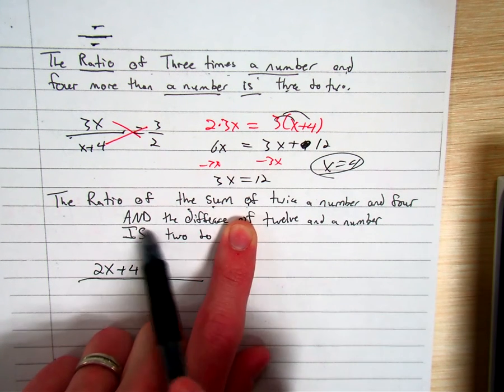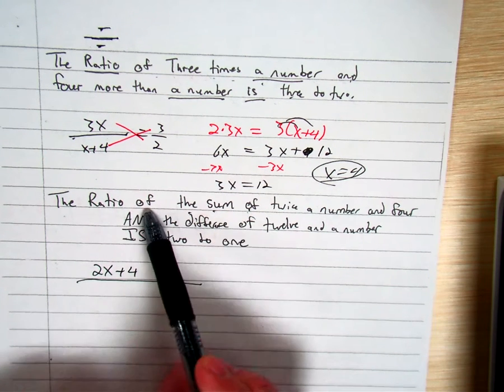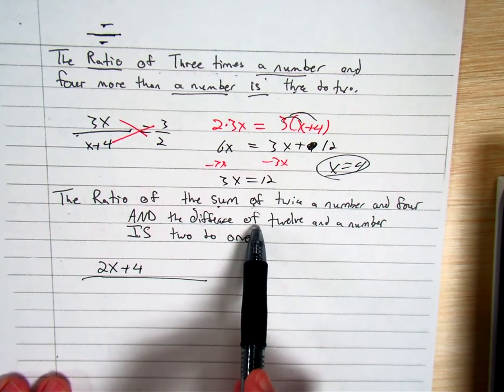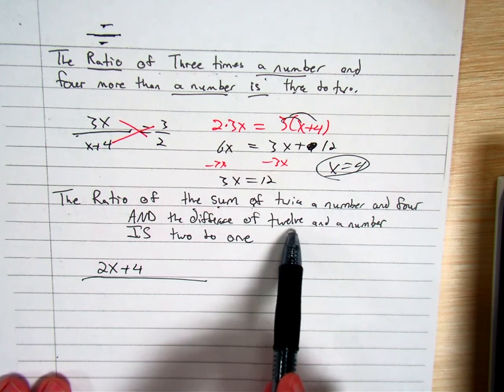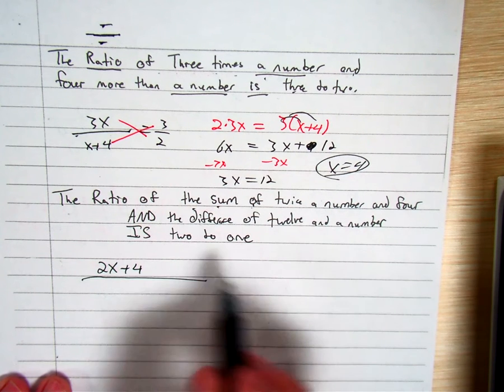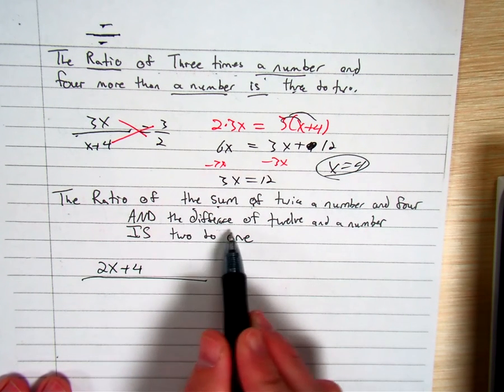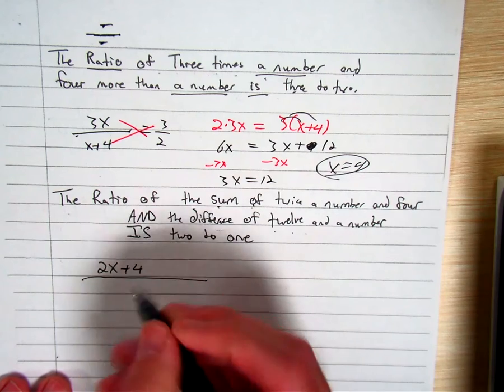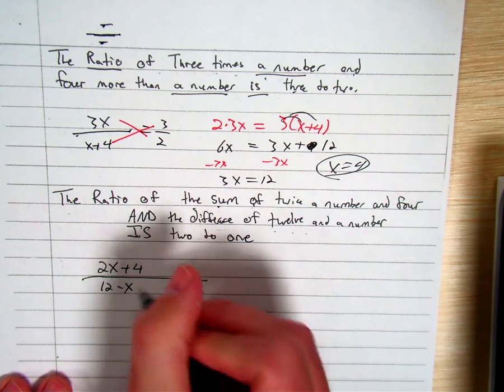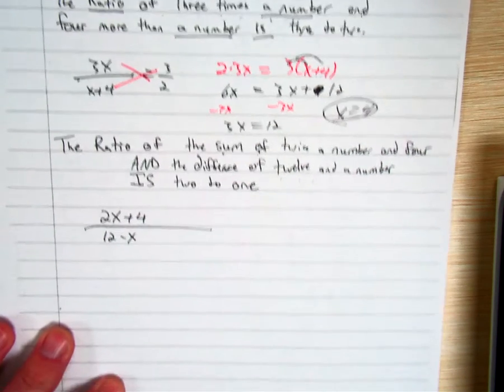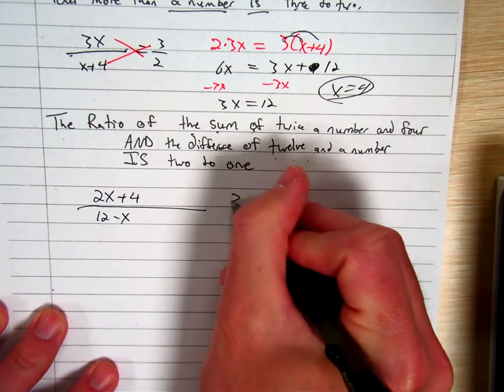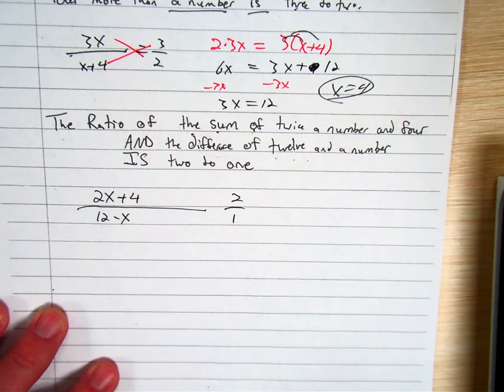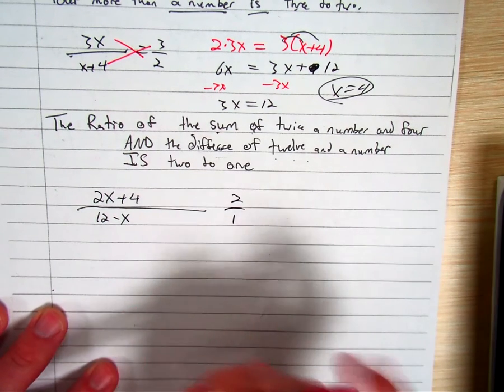And the difference. Now we're going back to our ratio of. And the difference of 12 and a number. So the difference is subtraction, 12 and a number. 12 minus x is 2 to 1. Okay, that can be tough.